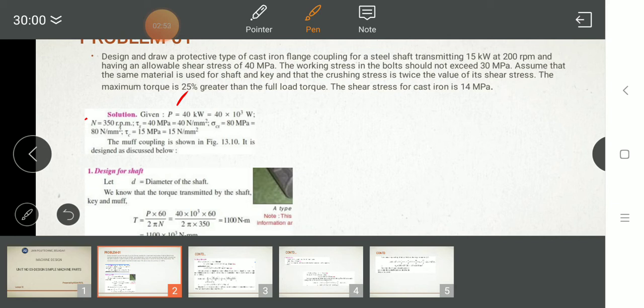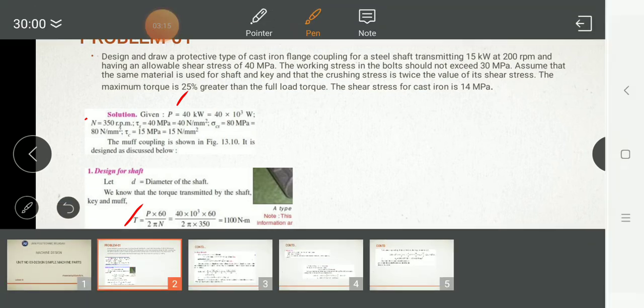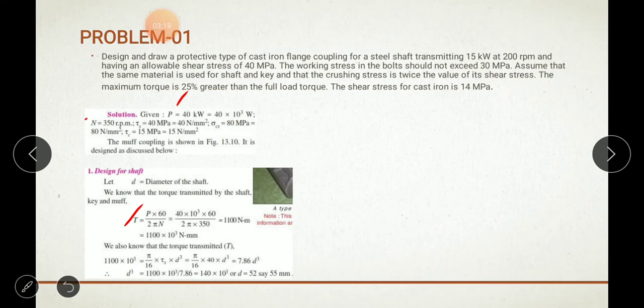Now we'll start by designing the shaft. Let D be the diameter of the shaft. Let us calculate the torque first. The formula to use is T equal to P into 60 divided by 2 pi N. Power is given, speed N is given, so you can substitute and calculate the value of T, the torque, which is 1100 Newton meter. But we want this torque in Newton mm, so convert it by multiplying by 10 raised to 3, or 1000. So this is what we calculated as the torque.